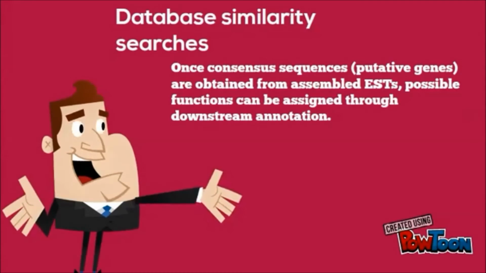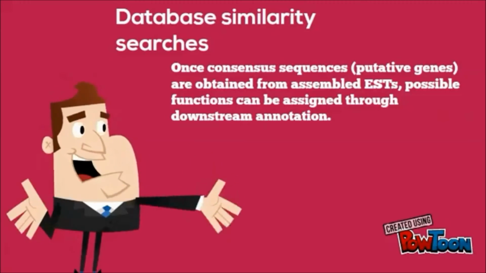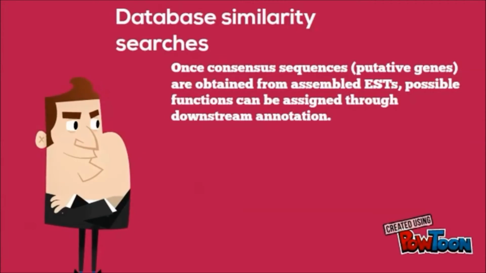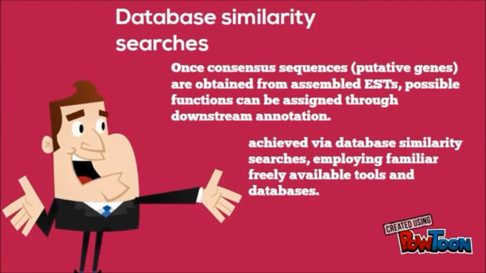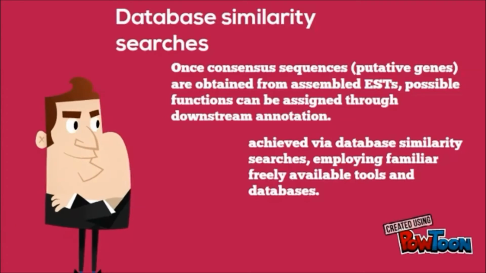Once consensus sequences, or putative genes, are obtained from assembled ESTs, possible functions can be assigned through downstream annotation. This is achieved via database similarity searches, employing familiar, freely available tools and databases.